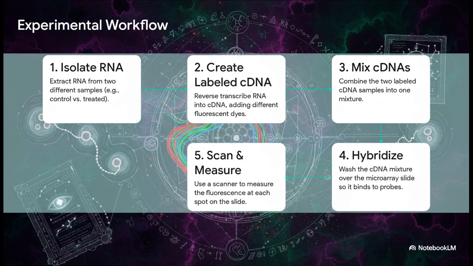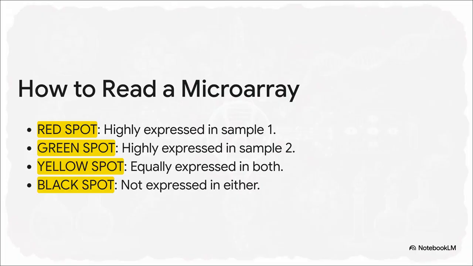So here's how it goes. First, you take your two samples, let's say cancer cells and healthy cells. You isolate all the RNA. But RNA is kind of flimsy, so you convert it into a tougher DNA copy, called cDNA. Here's the cool part. You label the cDNA from one sample with a red fluorescent dye and the other with a green one. Then you mix them all together and wash that mix over your microarray chip. If a piece of cDNA finds its matching DNA probe on the slide, it'll stick, or hybridize, and that spot will light up.